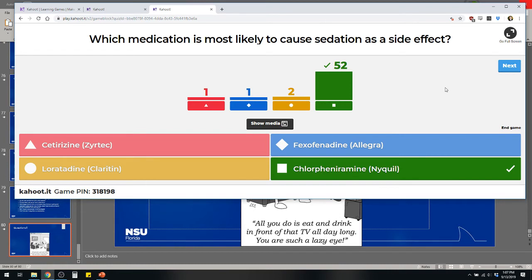What other agents would be on that list of things likely to cause sedation? Benadryl, which is what? Diphenhydramine, good. What else? Promethazine's a really good one, or Phenergan, right? Dimenhydrinate, which is Dramamine. Meclizine, which is Antivert. What else? Doxylamine, which is Unisom, right? That one we market specifically for sedation, for sleep. Okay, very good.